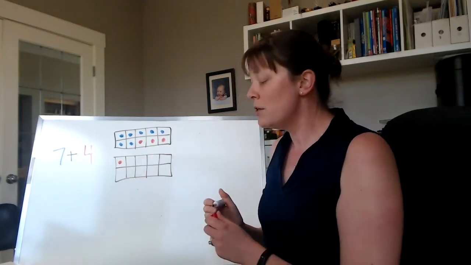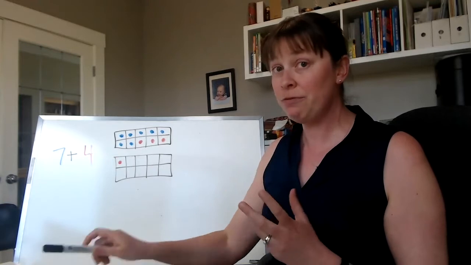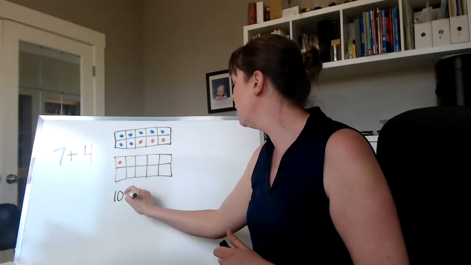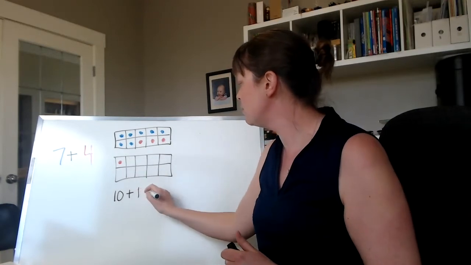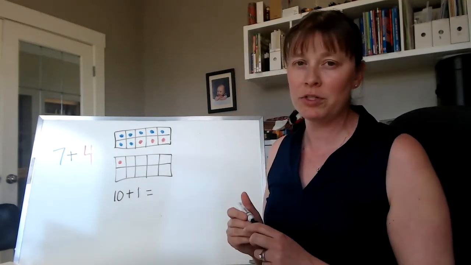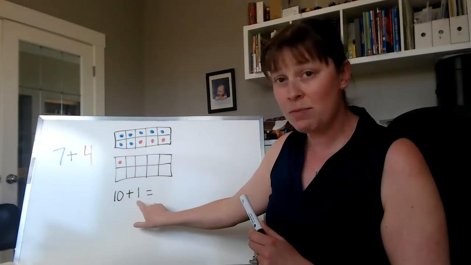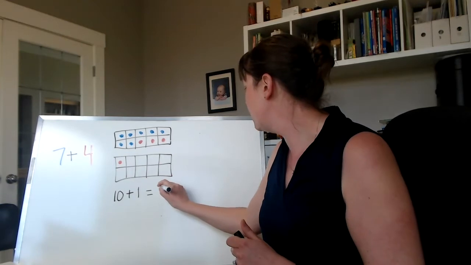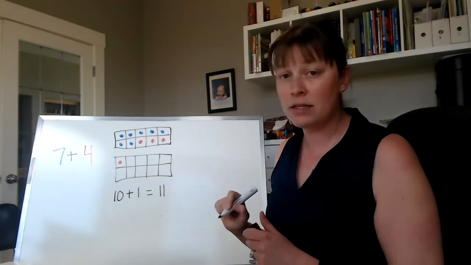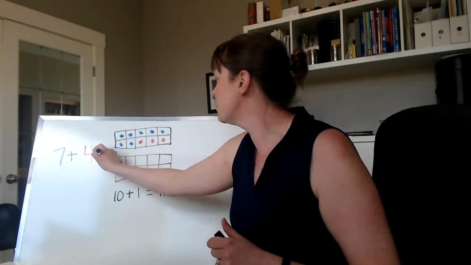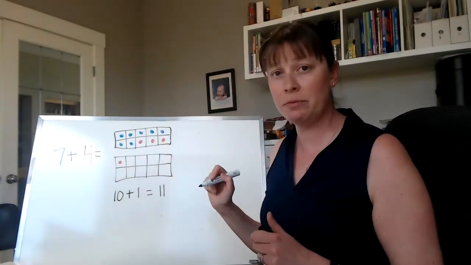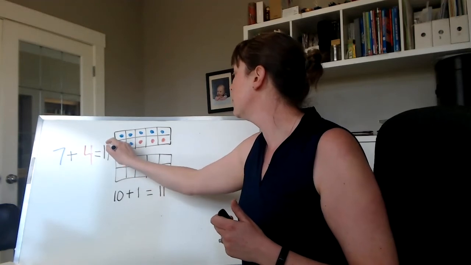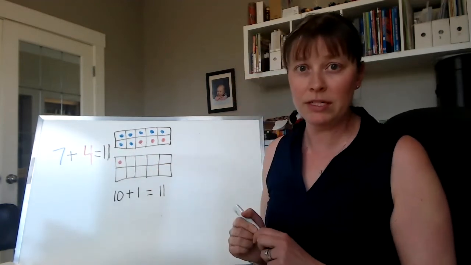And 4. So then if I write my equation in a different way, I've got one whole 10 frame plus one leftover. And I know when I'm adding numbers to 10, all I got to do is keep that number and put a 1 in front of it. So I keep the 1 and put a 1 in front of it. So 10 plus 1 is 11. Since I used 7 and 4 in my 10 frames, 7 plus 4 is also 11. So that's one way of doing it with the 10 frames.